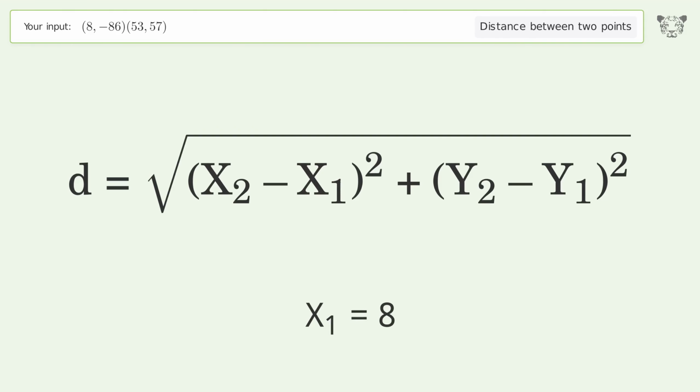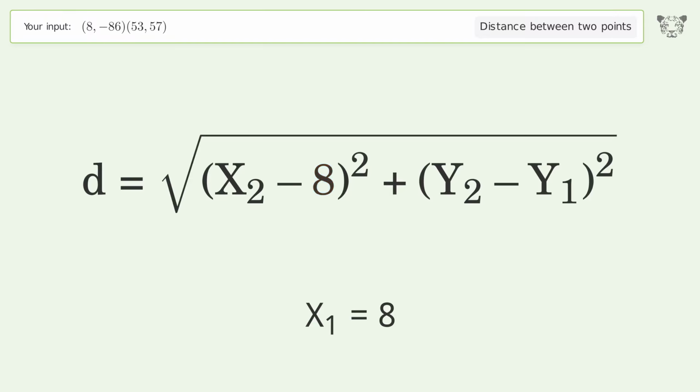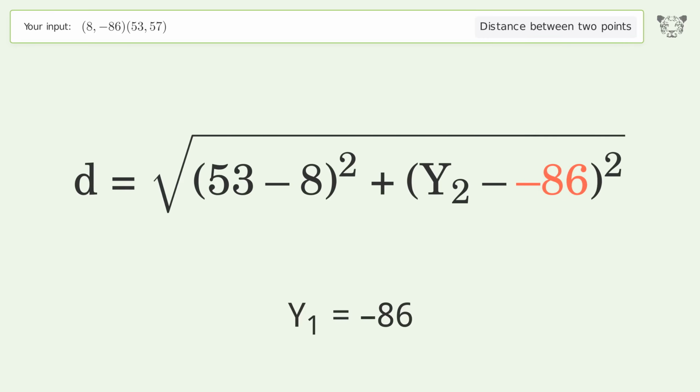x1 equals 8. x2 equals 53. y1 equals -86. y2 equals 57.